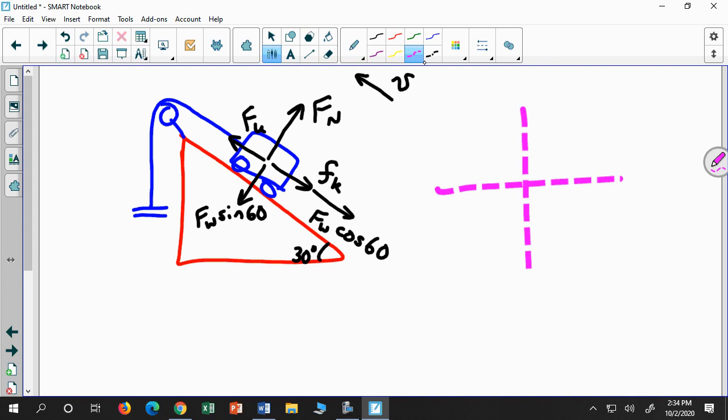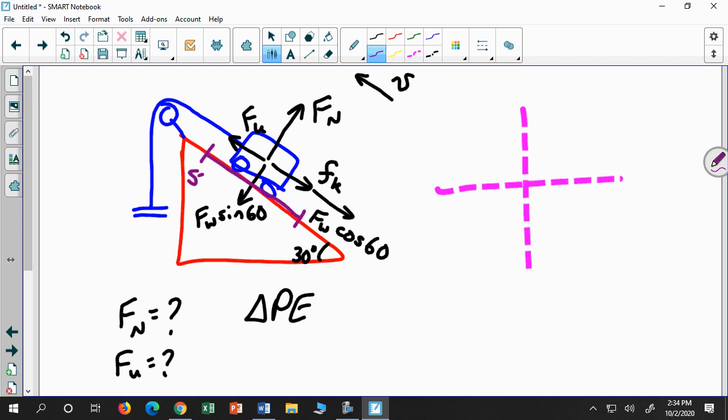Then I'll ask you a number of things. Like I might ask you, hey, what is the normal force? Or what is Fu? Or what is the x component of such and such. So I'll ask you some various questions about that. And then I'm also going to ask you, what is the change in potential energy for this cart if it moves a distance, let's say, like we did in the lab, 20 centimeters? If it moves a distance of 0.2 meters, what is the change in potential energy for that cart?